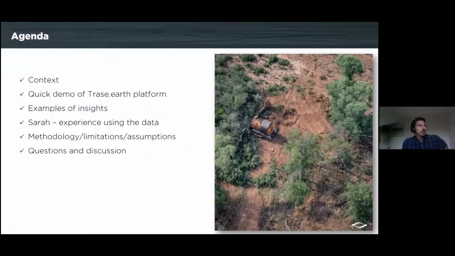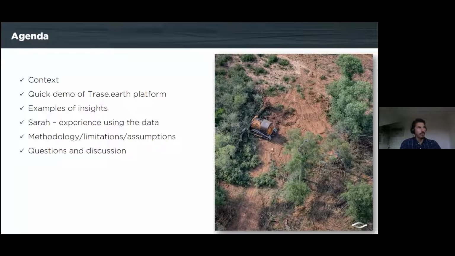Perfect. So, just a little bit of an agenda. I will start by bringing a bit of context: why Trace was developed and why that information is important. Then I will go to a platform that we have online, which is freely available for everyone. I think Tom will send the link soon in the chat. I will provide a demo of how you can use the platform and extract information from it. Then I will bring a few examples of insights we can get out of this data that we gathered.